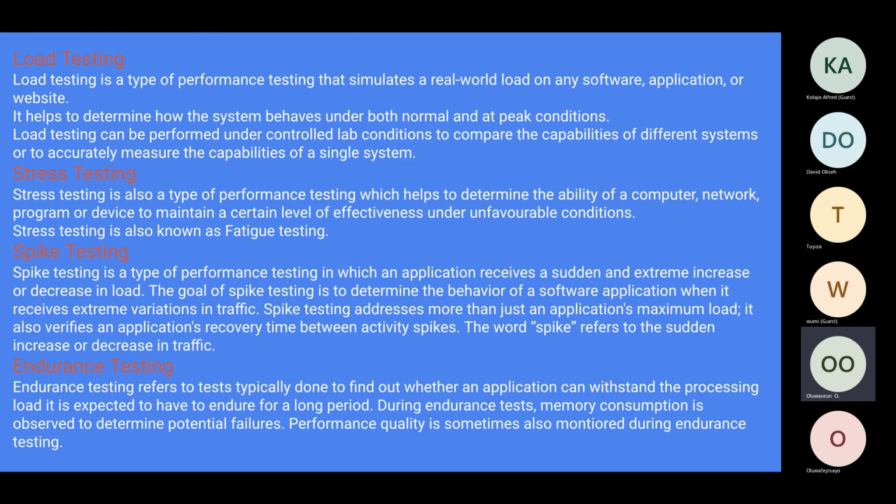Then we talk about spike testing. Spike testing is a type of performance testing in which an application receives a sudden and extreme increase or decrease in load. For example, a typical scenario of spike testing is I simulate that maybe 10,000 users are using the application concurrently. And maybe in the next 5 minutes, I drop them from 10,000 users to 100 users.